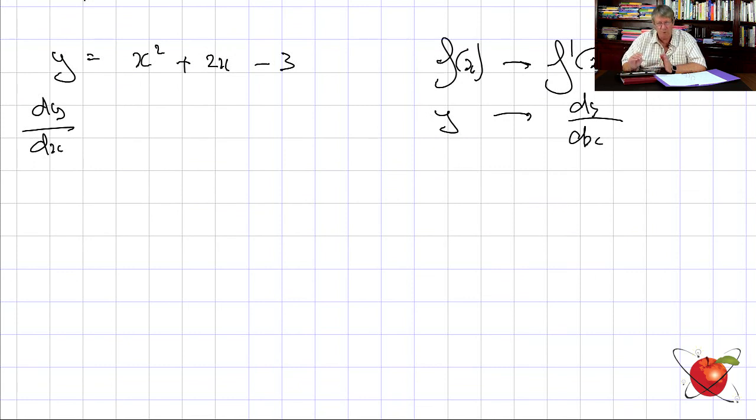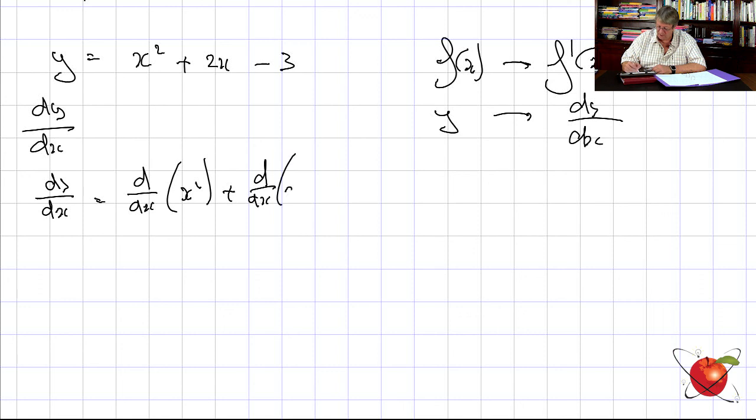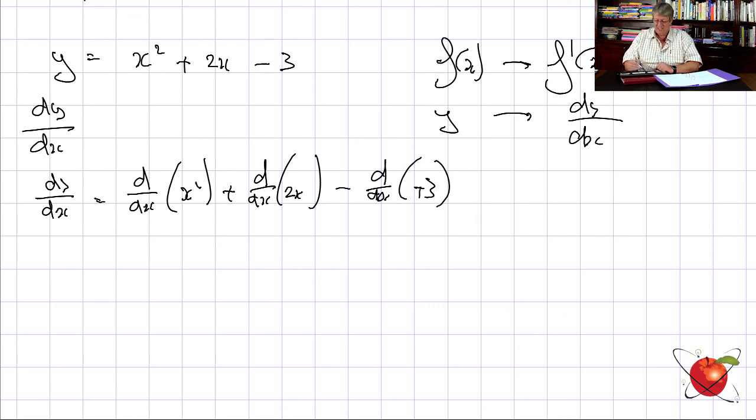It's quite simple. What you do is you say your dy by dx is d by dx, the derivative of x squared, plus the derivative of 2x, minus d by dx of plus 3, right? In other words, you just take the sum or difference of them. That's all you do. You take the sum or the difference of the thingies. Can you see here? This is a sum, and this is a difference.